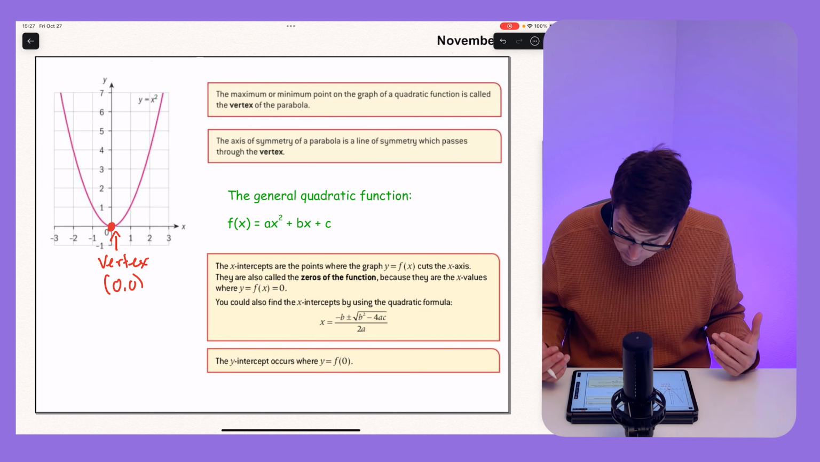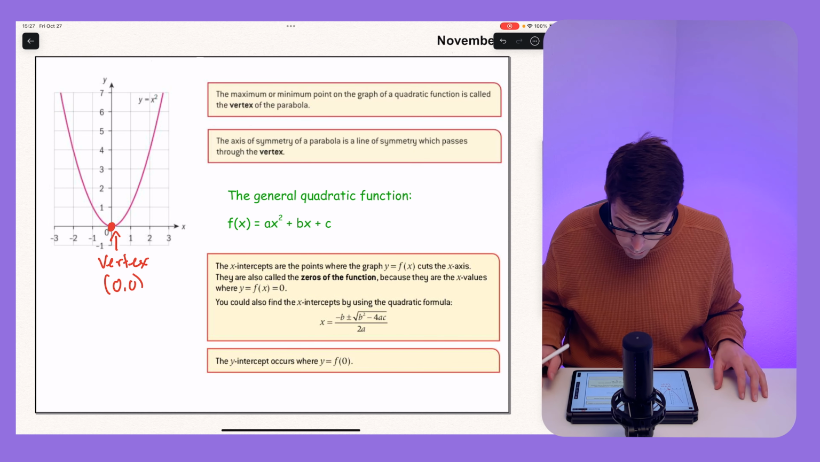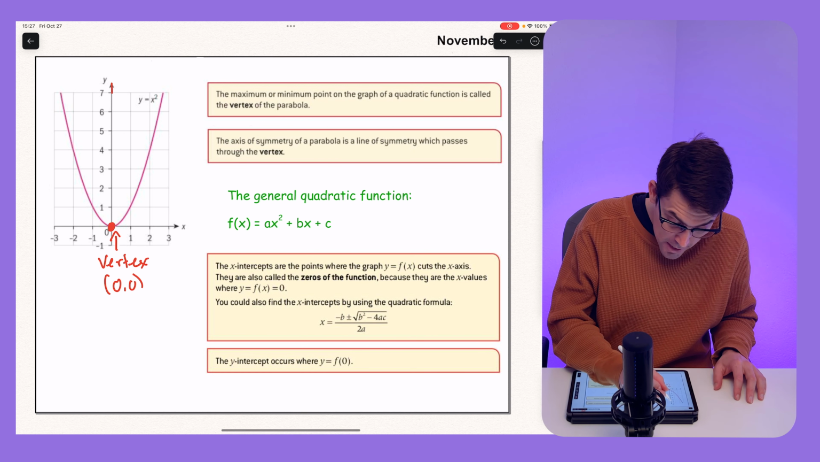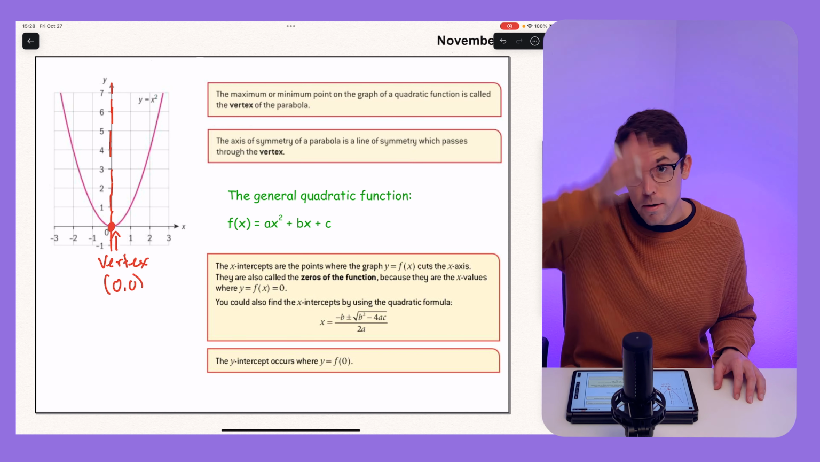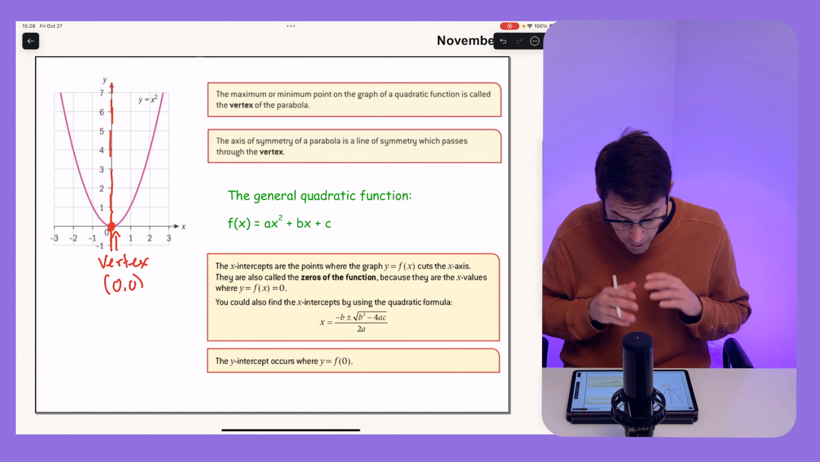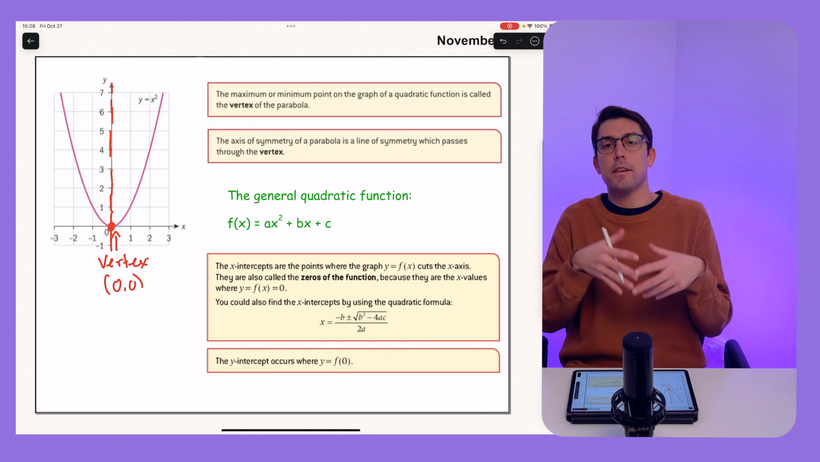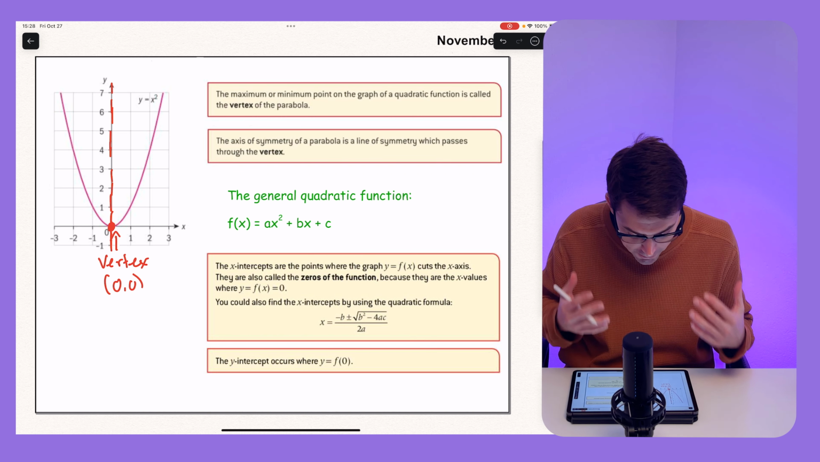The axis of symmetry of a parabola is a line of symmetry which passes through the vertex. What that is, it's going to be a straight up and down line that divides the parabola in half. It's always going to go up and down with quadratics, and it's going to be an axis of symmetry. It's going to be where you reflect about. It's going to split it in half.